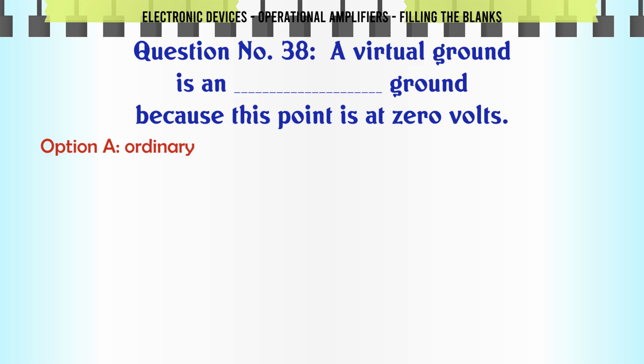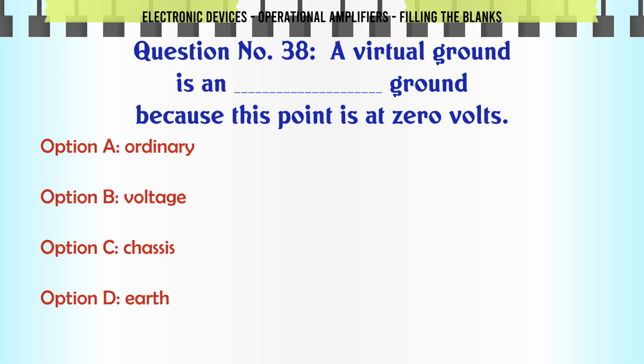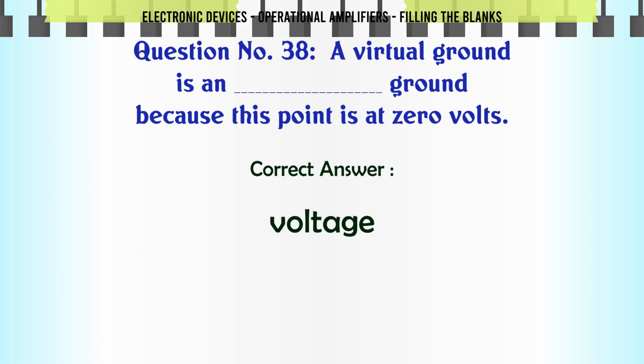A virtual ground is an ground because this point is at 0 volts. A. ordinary, B. voltage, C. chassis, D. earth. The correct answer is voltage.